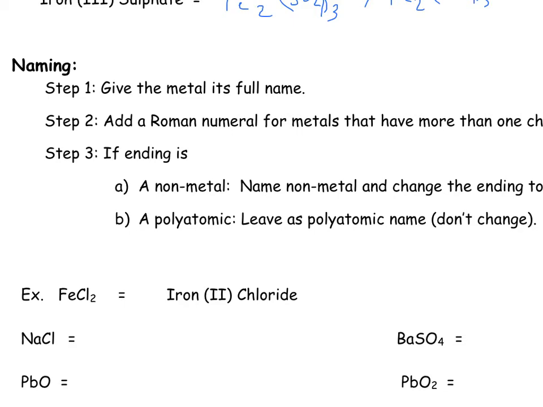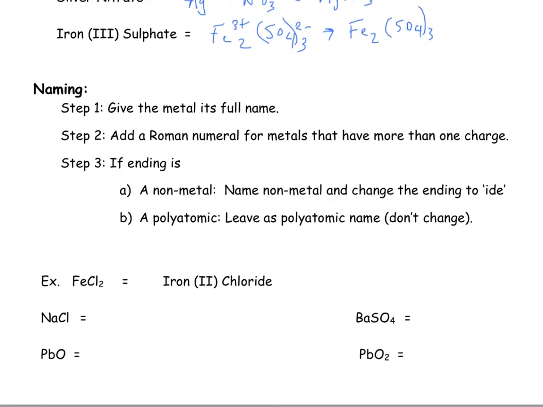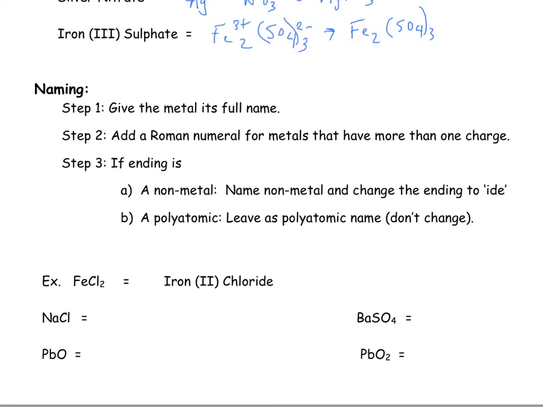Step 3: If the ending is a nonmetal, name the nonmetal and change the ending to IDE. If the second part of the ionic compound is a polyatomic ion, leave the polyatomic name. Don't change any spelling.